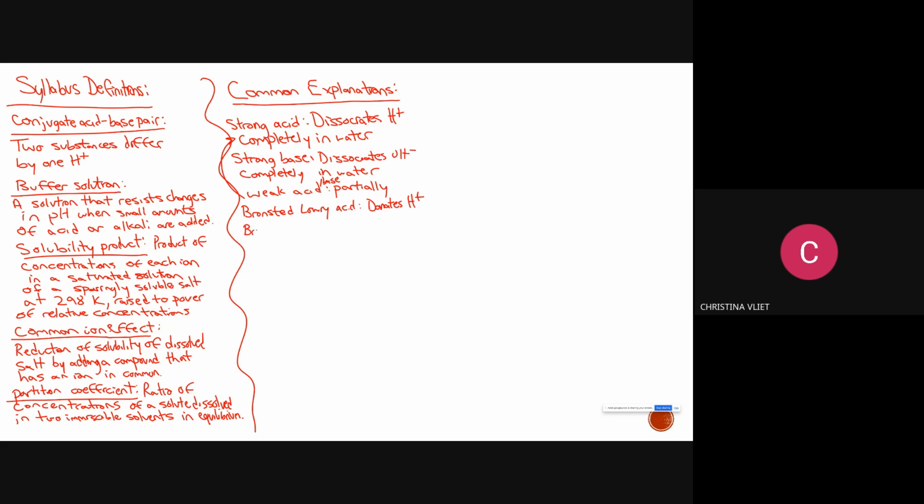Bronsted-Lowry base. It doesn't donate it. Receives, right? Or accepts H plus. Takes H plus. Are you trying to do fewer letters? Give H plus, take H plus. Least amount of letters necessary. Okay, so those are the simple definitions. Now we're gonna go into the a little bit more complex definitions.